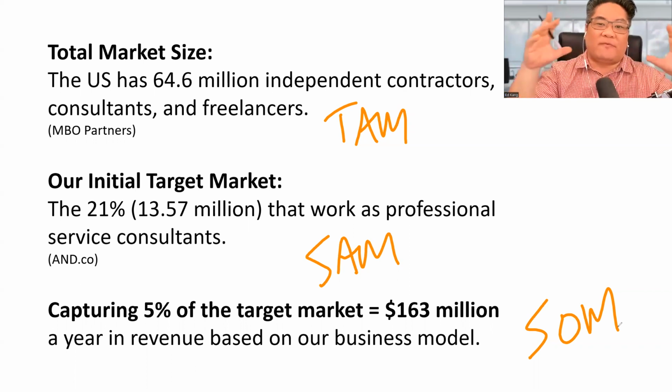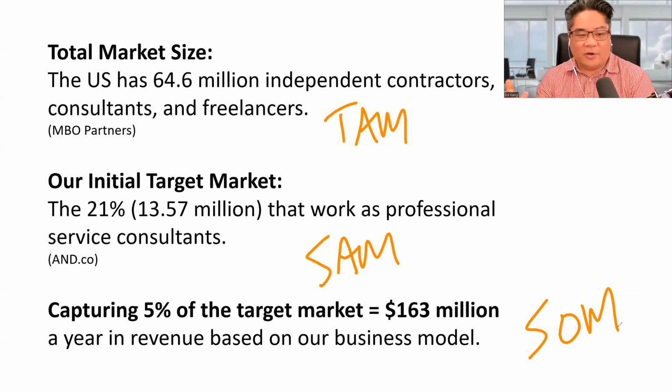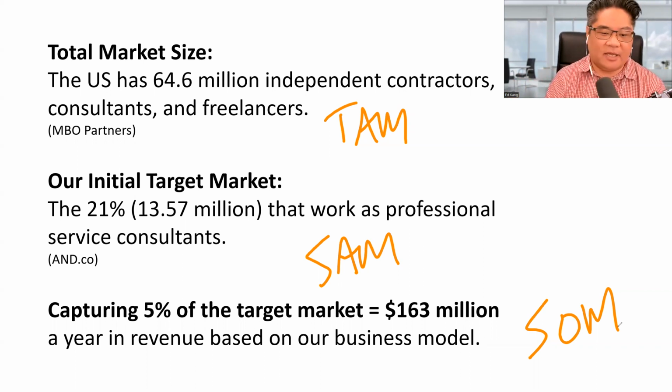So TAM is everybody. SAM is who we're going to focus on, who fits our business model. And then SOM is what we're realistically going to do. And I say, if we capture 5% of our target market, which is our SAM, then we'll be making $163 million a year. All right. So these are very realistic. I'm not going to say I'm selling to all 64.6 million people. I'm saying here's where I'm going to focus, and I only have to reach 5% of the market. And that needs to be a believable market number.